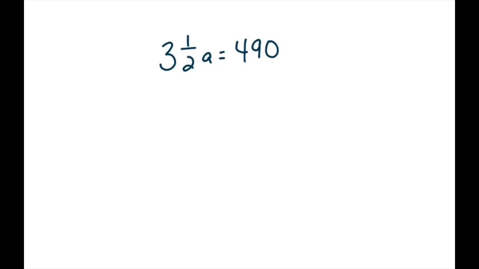All right, let's see what you came up with. We have 3.5a equals 490. So 3.5a, we're going to change our 3.5 to a mixed number. So 3 times 2 is 6, plus 1 is 7. And we get 7/2 a equals 490. And we're going to multiply times the reciprocal.